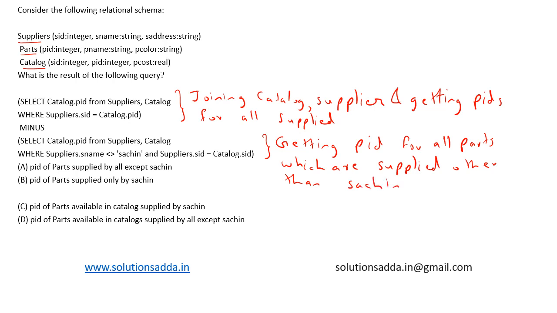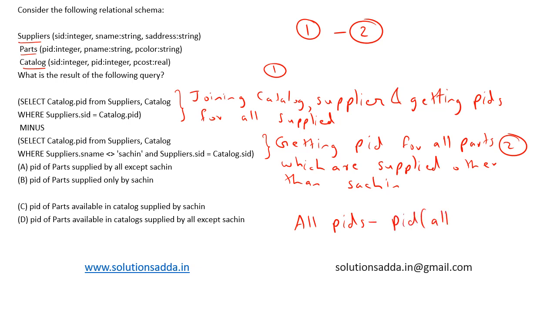So we are performing, this is query 1 and this is query 2. So we are performing essentially query 1 minus query 2. So what happens here is we are subtracting all PIDs minus PID of all other than Sachin. So we are left with only Sachin.